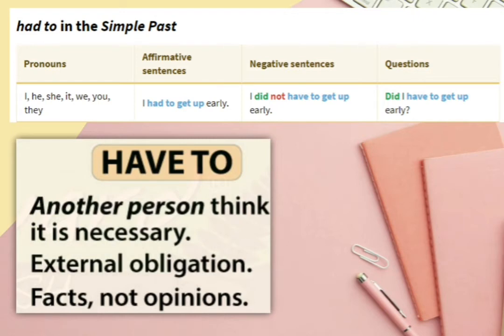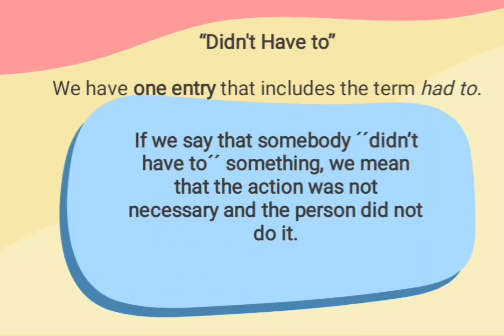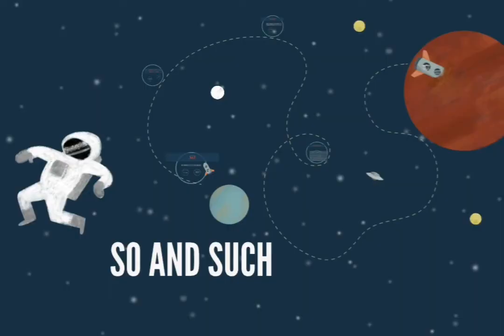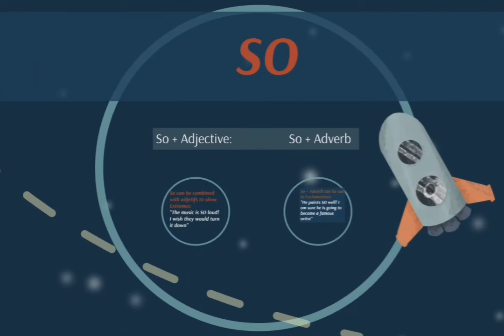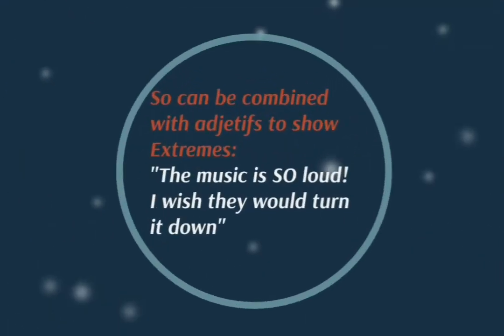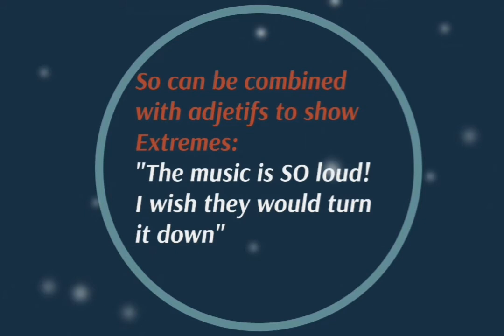When we refer to had to, for all the persons, for all the grammatical subjects, we are going to use the same form. When we say didn't have to, there is another nice phrase that we use in English. If we say that somebody didn't have to do something, it means, in this case, that an action was not necessary and the person did the action anyway. To finish with these topics, we are going to have so and such. So plus an adjective and so plus an adverb. It can be combined with adjectives to show something extreme.